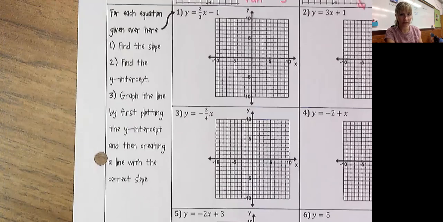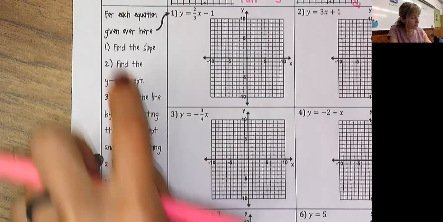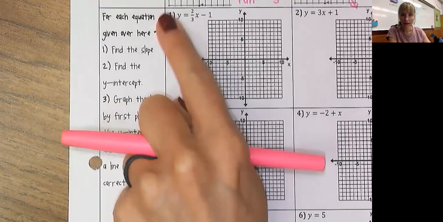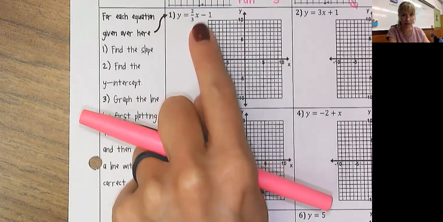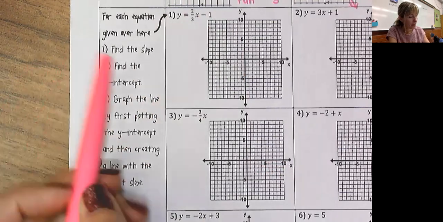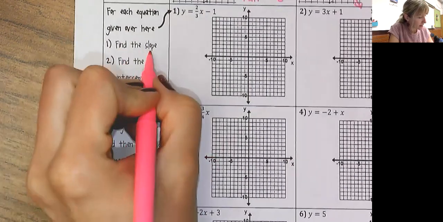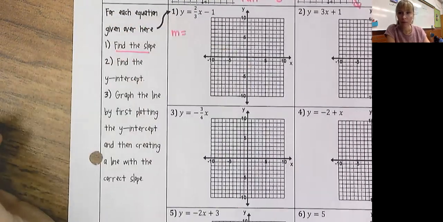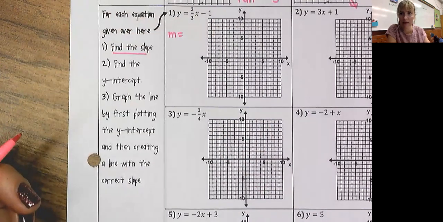So right over here, it gives us some instructions that we're going to follow to create some graphs for each equation given over here. That's these. Do you recognize this as the form that we have been working with? Do you see y equals mx plus b? I hope you see that and recognize that as the form we've been working with. Number 1 says find the slope. Okay, and when I find the slope, I'm actually going to also write it down. The slope equals, which of these values is the slope? Take a look at that. Let your mind process that.